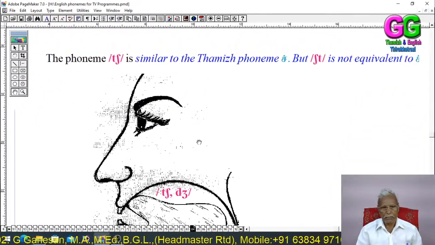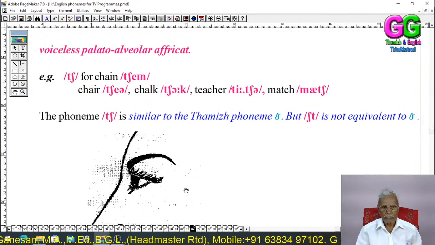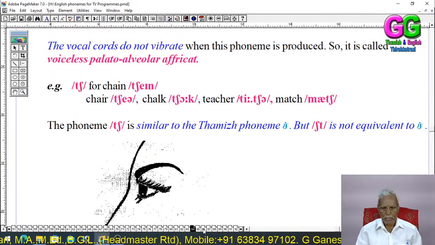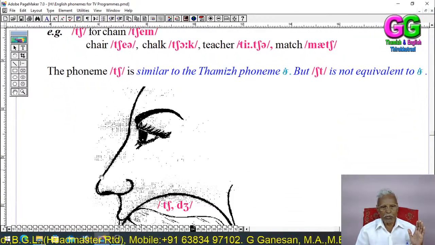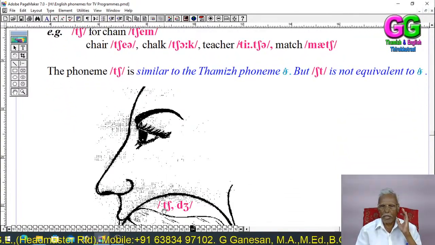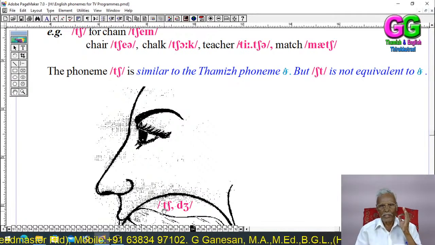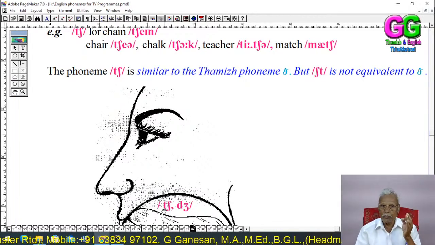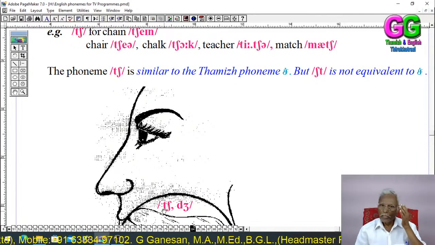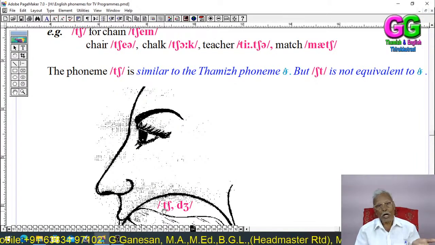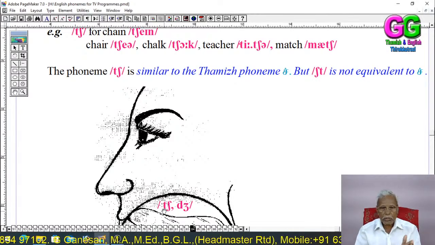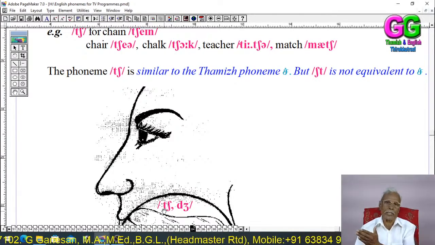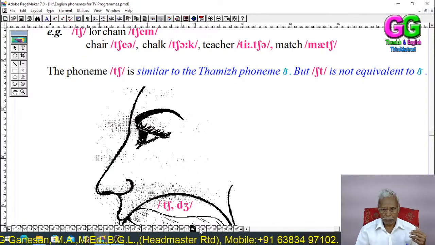That we have seen here. Now let us see how the voiceless palato-alveolar affricate is produced. Now we are going to see how the voiced palato-alveolar affricate is produced.